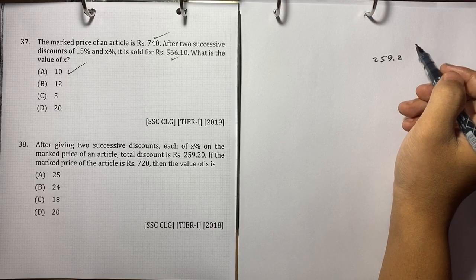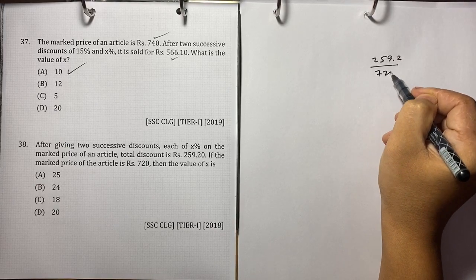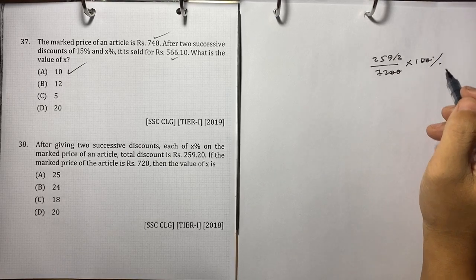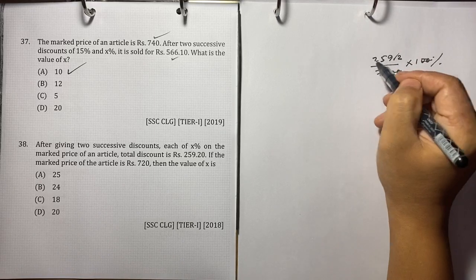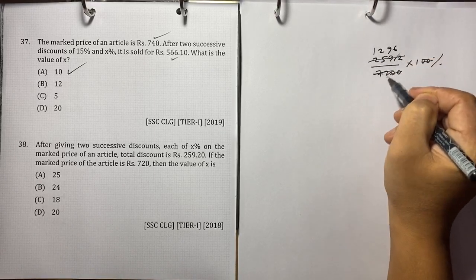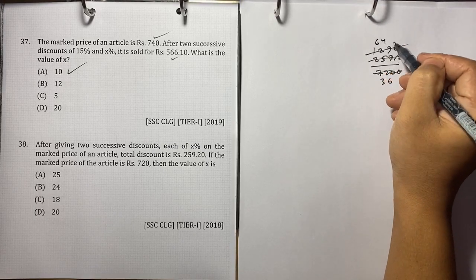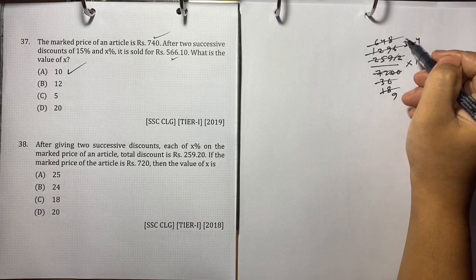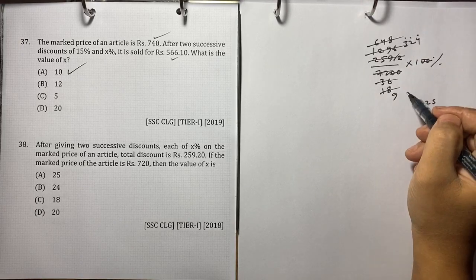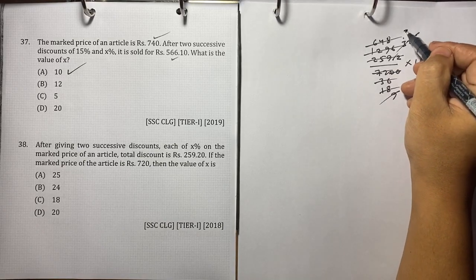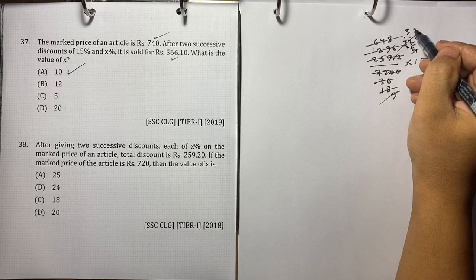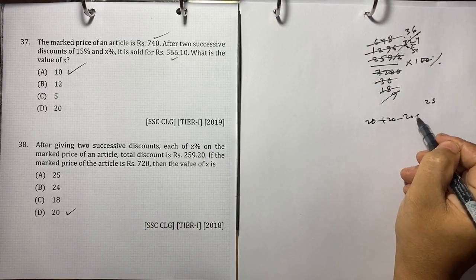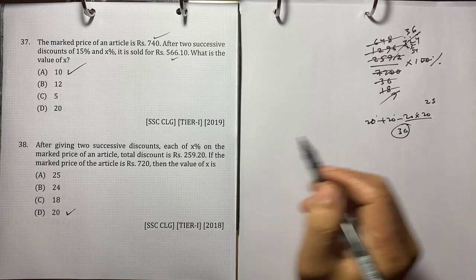259.2, this is the discount. Percentage, it will be divided by 720 into 100%, cancel. This will be 2257, okay. 1296 divided by 36, this will be 648, 2 cancel, this will be 18, cancel, this will be 324, this will be 9, 7 plus 5 plus 4, 9. Cancel, this will be 327, this will be 54, here option 2. 20 plus 20 minus 20 into 20, 40 minus 4, 36, so this will be the answer.